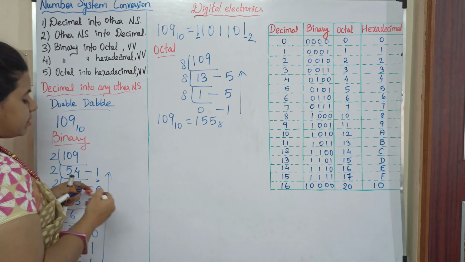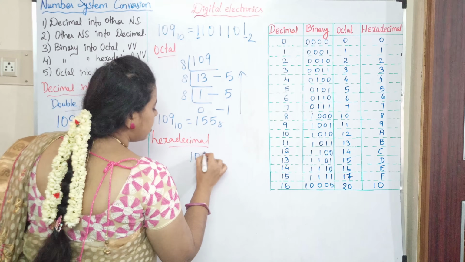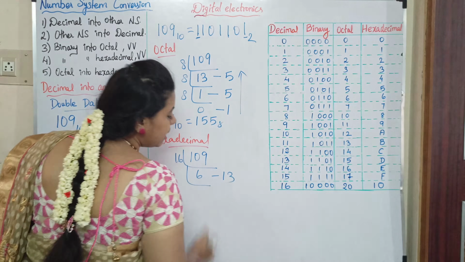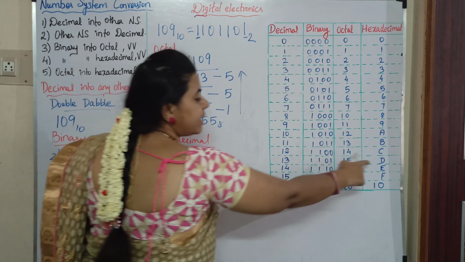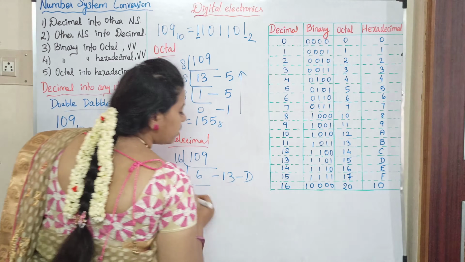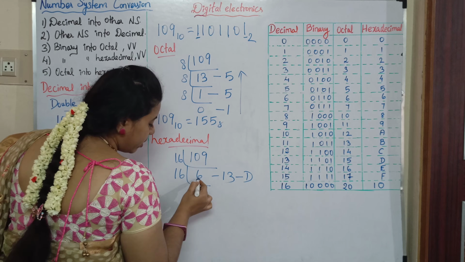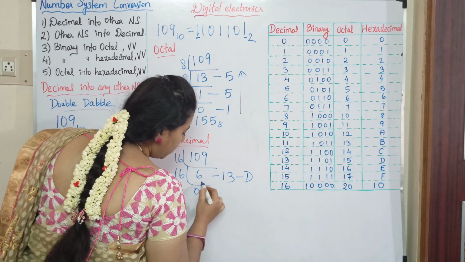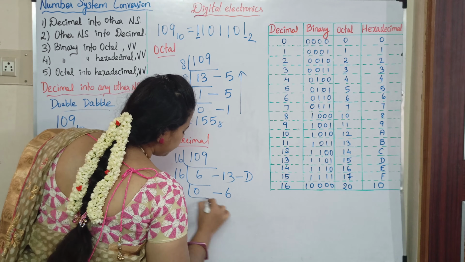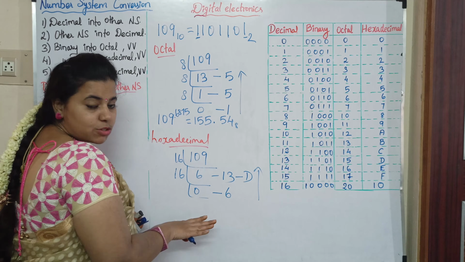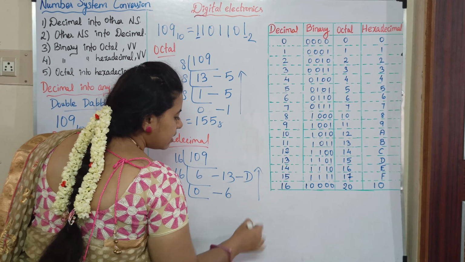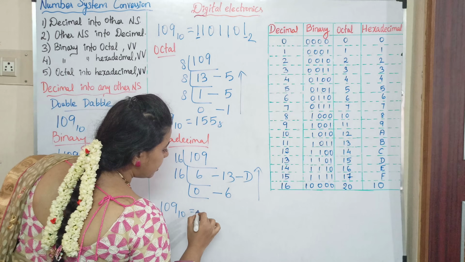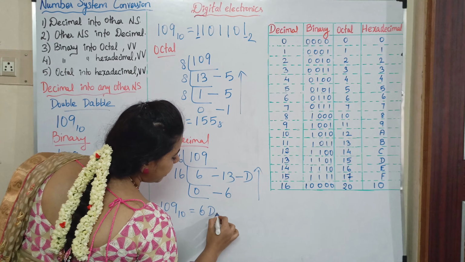Next, for hexadecimal. Here the base value 16. 6 into 16, 96. So remainder 13. In hexadecimal, you have to consider 13 as a D. So here remainder is D. And again I am going to divide the 6 by 16. So 0 into 16, that is 0. Remainder 6. Here quotient is 0. So we can stop here. Okay, so you have to consider in reverse order. 109 can be represented as 6D in hexadecimal.